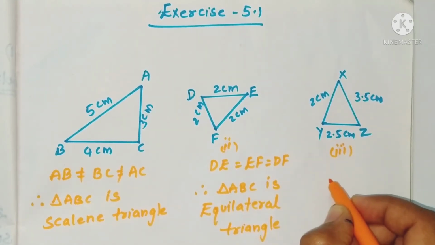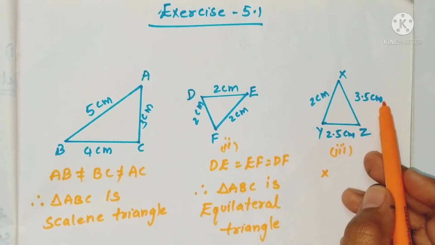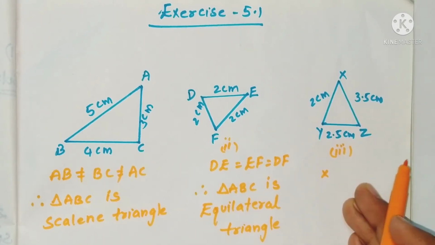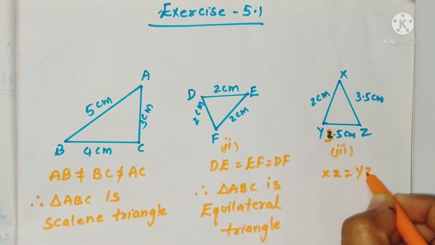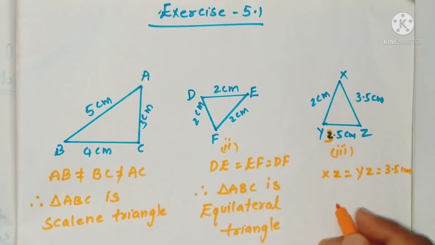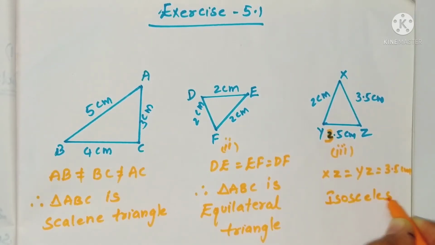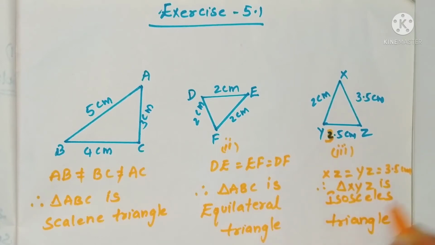Coming to the third one. XY is equal to 2 centimeters and XZ is 3.5. XZ is equal to YZ. Both are 3.5 centimeters, na? So two sides are equal. So this triangle is called an isosceles triangle. Triangle XYZ is an isosceles triangle.